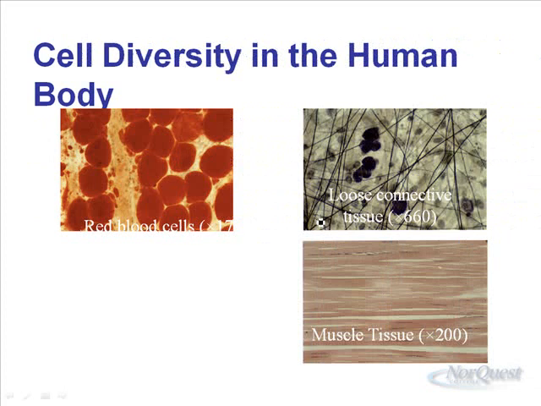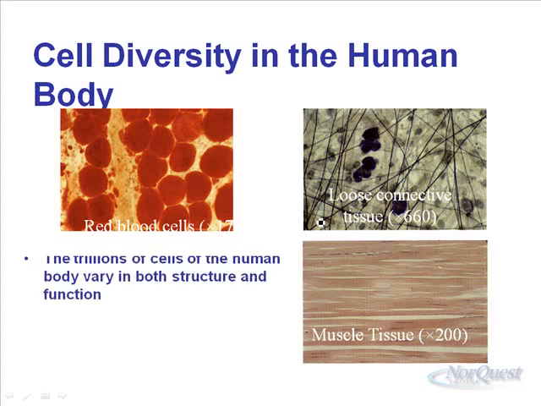So when we look in the human body, one of the first things we should notice is that cells no longer look like those generalized animal cells that we were drawing in the last unit. Cells in the human body are heavily specialized. There's trillions of cells in the human body, and they vary in both function and structure, or another way to say it is their structure is indicative of their function.